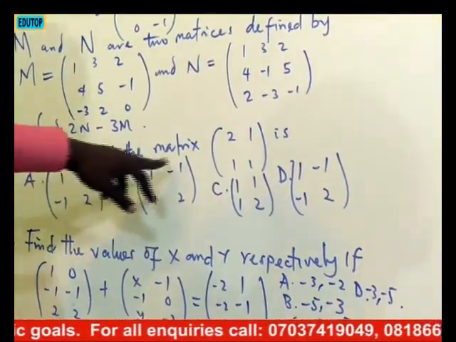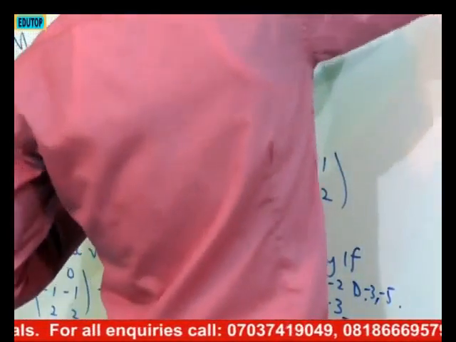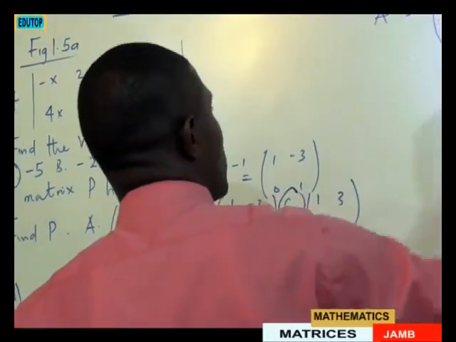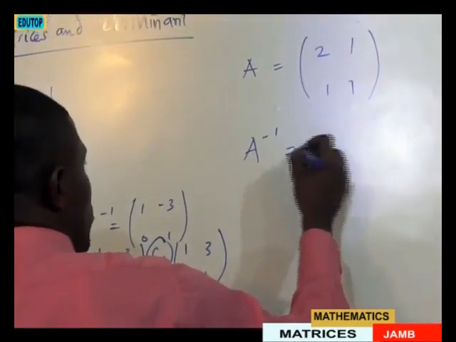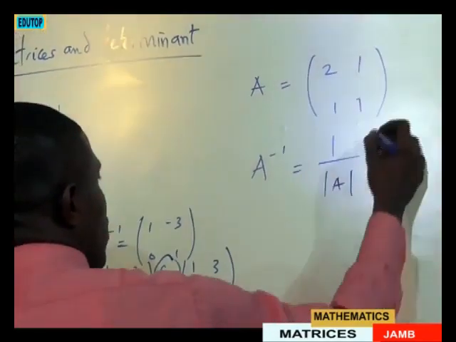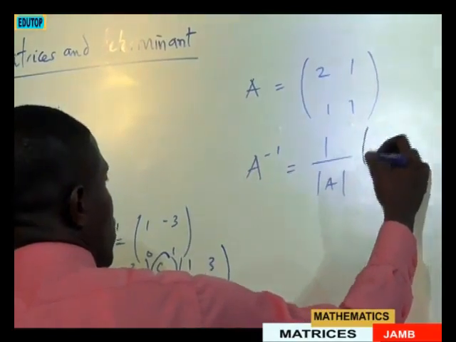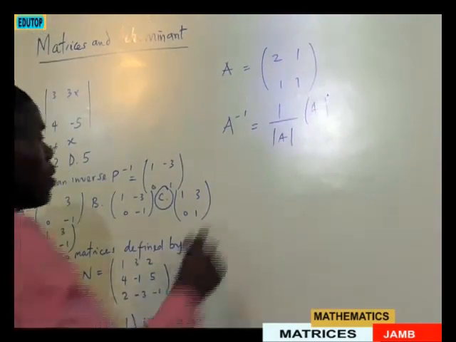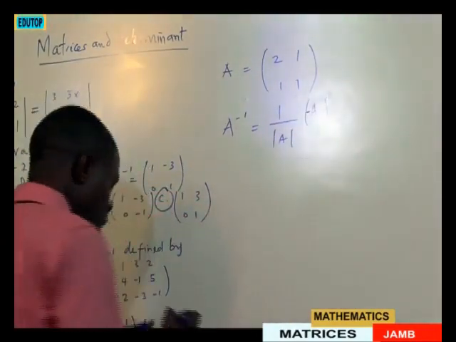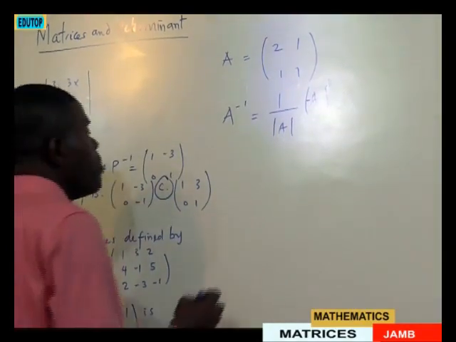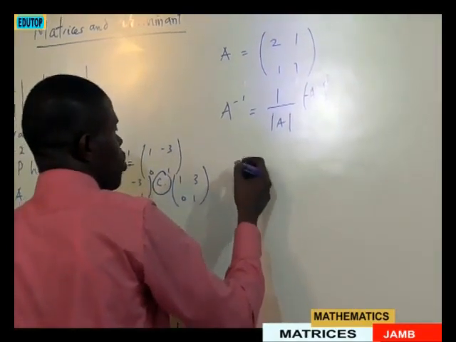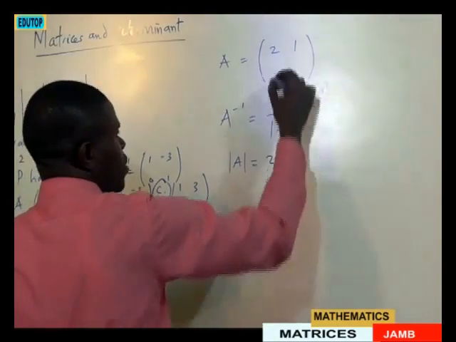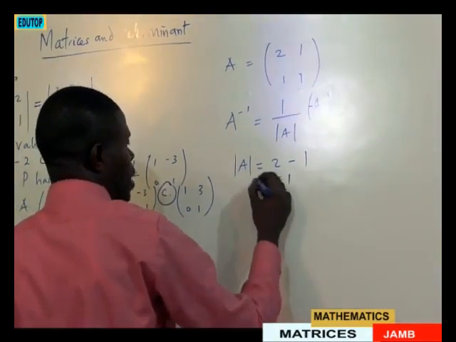Now, question 12, the inverse of the matrix. So we know, let's just say A is 2, 1, 1, 1. If you are to look for the inverse of this A, it will simply be 1 over the determinant of A, times the matrix. In that situation, we are to look for the determinant of A. This times this, minus this times this, that's 1. Determinant of A is 1.